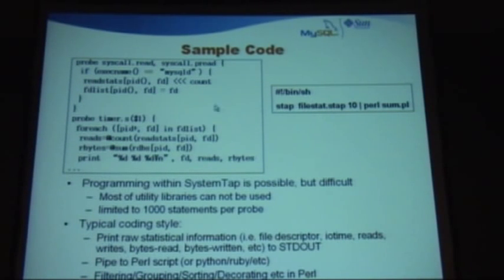And I write a timer probe, which is invoked every 10 seconds. Every 10 seconds, it checks each file descriptor for how many IOs happened and how many bytes were transferred, and prints this information to standard out. Then it is piped to a Perl script, which does the filtering, grouping, sorting, and decorating. Then we can get such information.